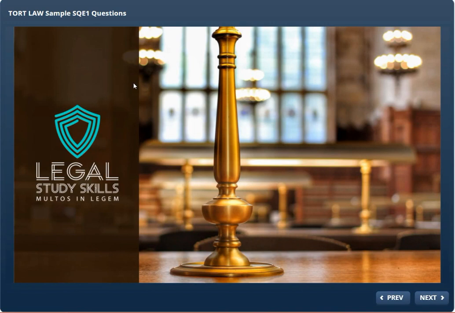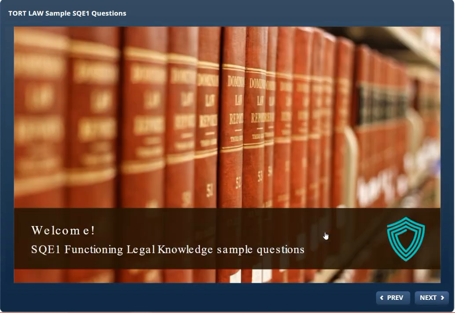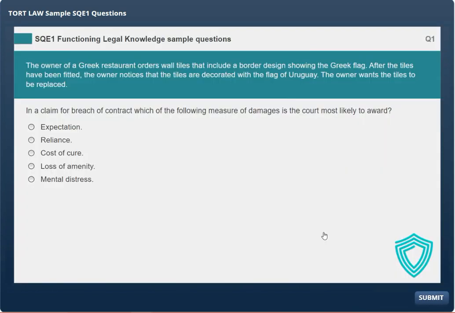Today what I'm going to do is show you a couple of questions, the formatting, and how we go about testing your knowledge for the SQE1 examination. As you can see, this is the sample question format. The front page reads: welcome, SQE functioning legal knowledge sample questions. These are a random set of questions set by the SRA as examples for the SQE1 examination. So we'll have a look at a couple and see what they say.